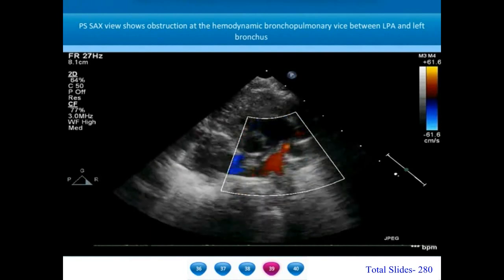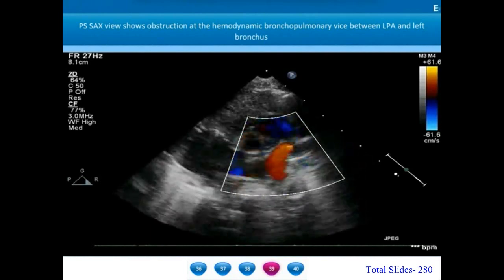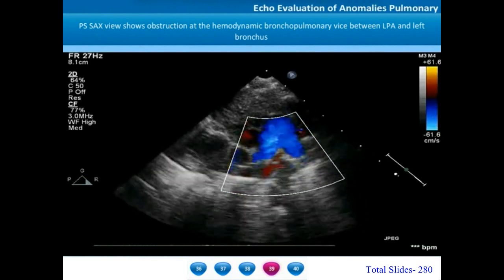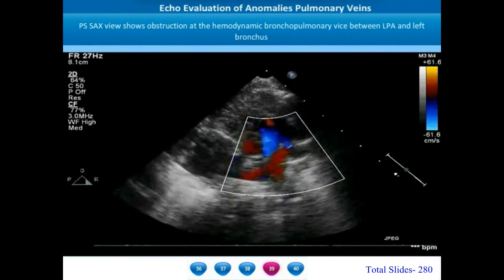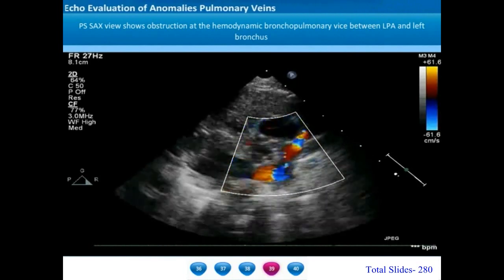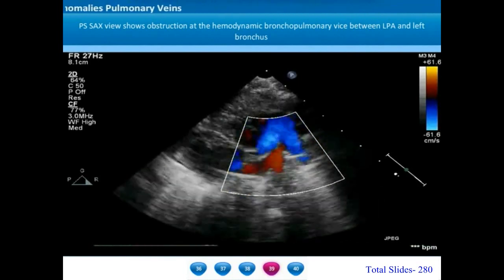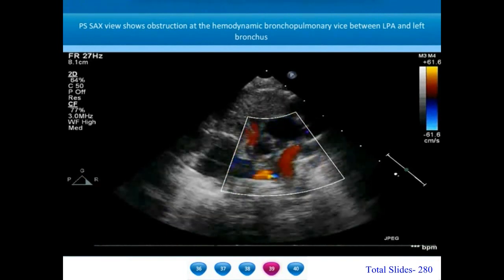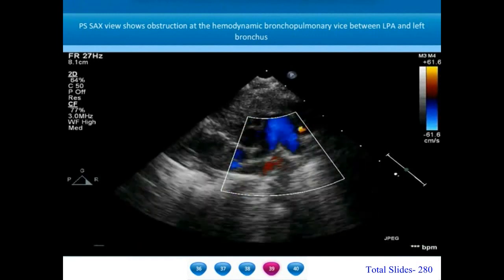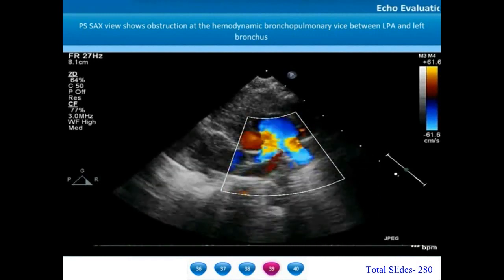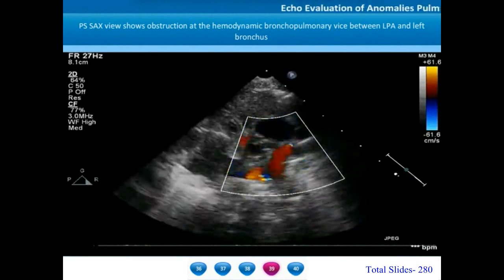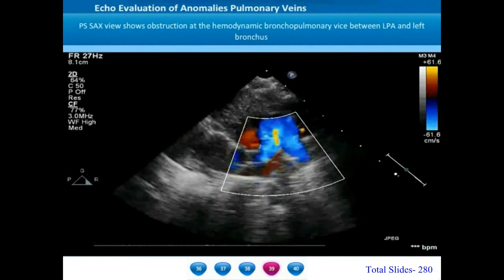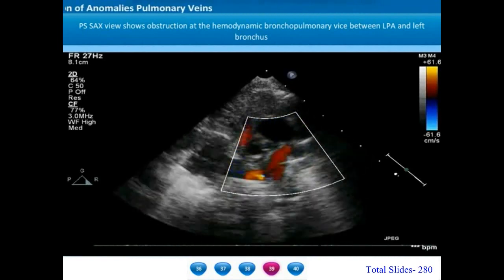On the parasternal short axis view, we see the pulmonary venous confluence behind the aortic root. You can see all the pulmonary veins taking a red color and getting into the confluence. This common chamber is ascending up, and behind the left pulmonary artery you can see a mosaic pattern indicative of significant obstruction of the left vertical vein at the bronchopulmonary vise. This bronchopulmonary vise is formed by the left pulmonary artery anteriorly and the left bronchus posteriorly.